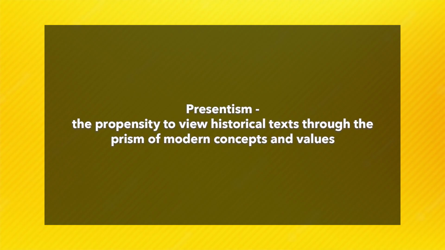So first let us look at Quentin Skinner's critique of existing schools. Skinner's approach is built on the inadequacies that he found in existing modes of interpretation of texts. He criticizes presentism, which is the propensity to view historical texts through the prism of modern concepts and values. He contends that by imposing contemporary concerns and categories on historical texts, presentism distorts their meanings.